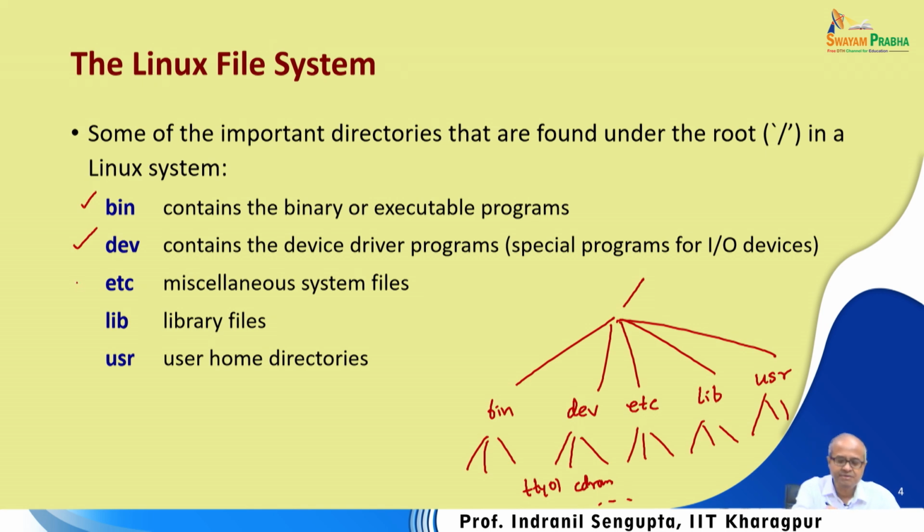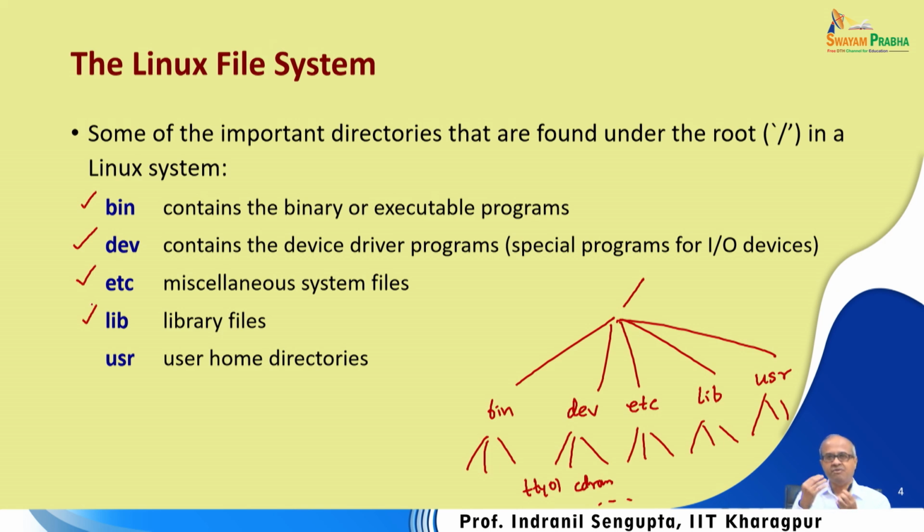Under etc, you can have a number of miscellaneous commands, miscellaneous programs, they will be all stored under etc. And many a time we need library files, these are stored in lib. Library files are used for compiling programs which use some system utilities which are present in that library.